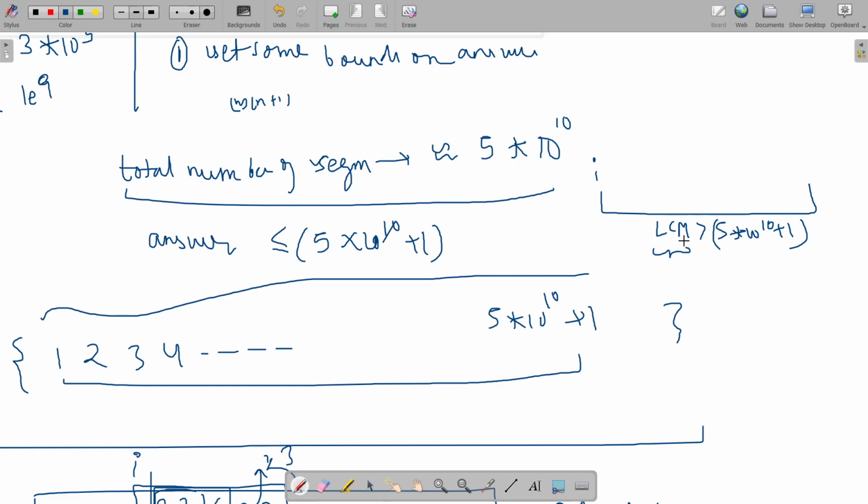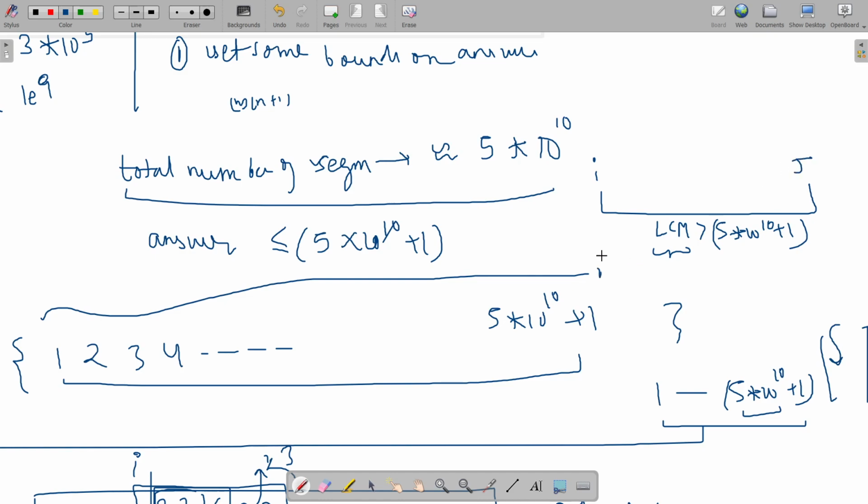The answer is no, we do not need to, because we have already said that the answer will lie in the range of 1 to 5 into 10 to the power 10 plus 1, because these are the number of unique segments you can have. So if the LCM is greater than this, even if it is added to the set, it will be added after this point, and the MEX lies in this range, right? So adding or not adding it will not impact our answer.